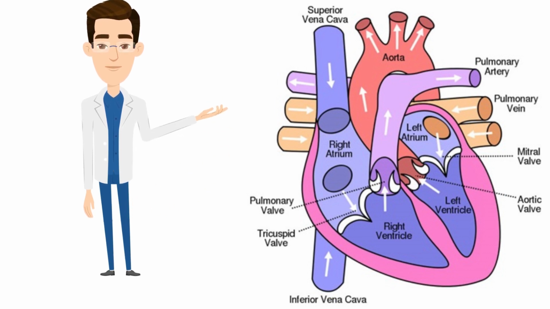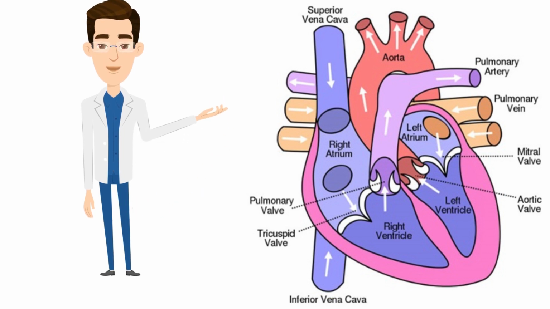How blood flows through the heart. 1. Deoxygenated blood enters the right atrium from the body. 2. Blood flows through the tricuspid valve into the right ventricle. 3. The right ventricle pumps blood through the pulmonary valve into the pulmonary artery towards the lungs.